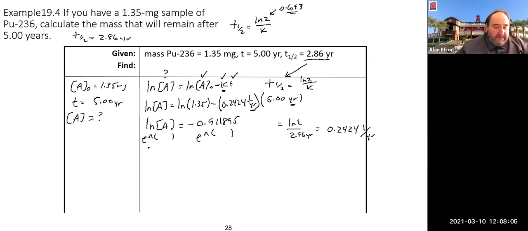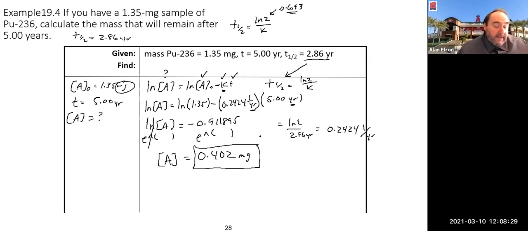And obviously, when we do the E of both sides, those cancel. We end up with A. And then obviously we take the E of that along with its sign there. That's negative. And it looks like we end up with 0.402. The units of this will be the same as the original, which would be milligrams. And that would be how much would be left over when we're all said and done after 5 years. Any questions on that calculation there?